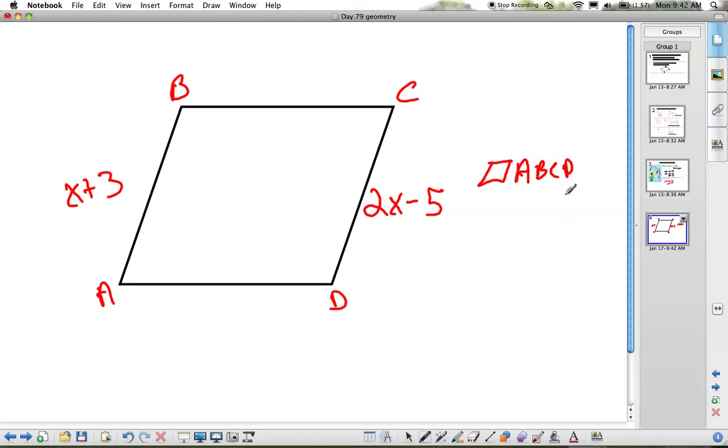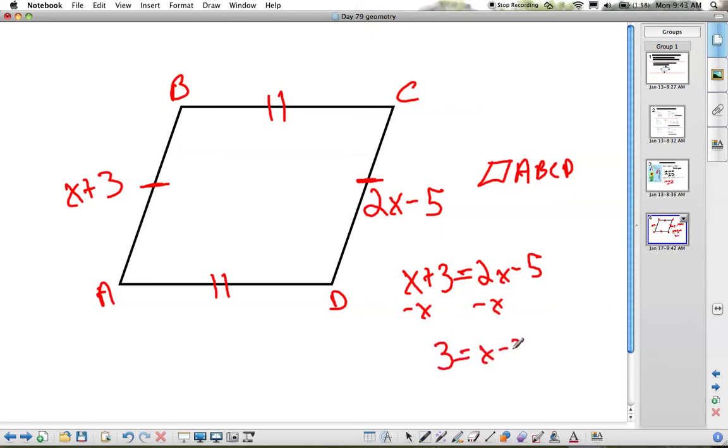I have a parallelogram ABCD, so I know that opposite sides are congruent. If opposite sides are congruent, set them equal to each other. X plus 3 equals 2x minus 5. Subtract x from both sides, so you have 3 equals x minus 5, and x equals 8 because you add 5 to both sides. So x equals 8.